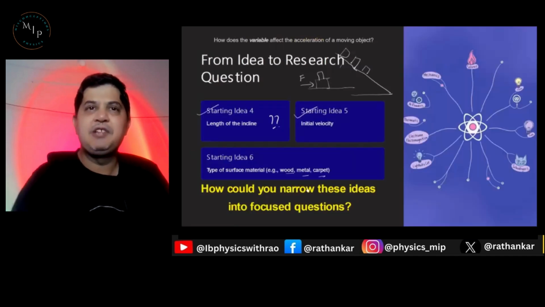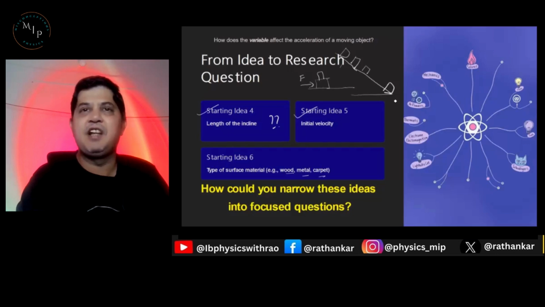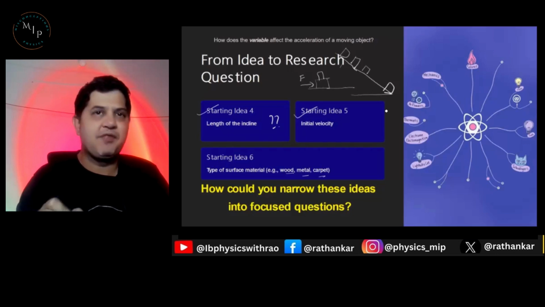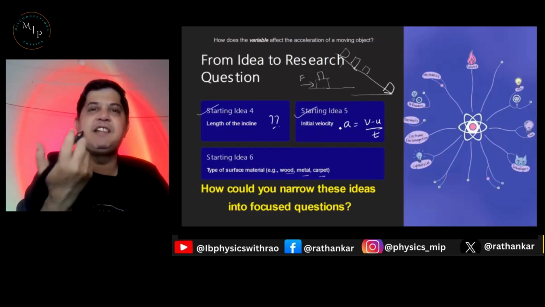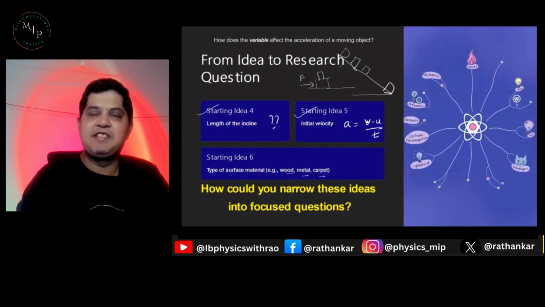And then what about the initial velocity? When the initial velocity is larger, what will happen to the final velocity? The final velocity when it reaches here will also become larger in the same amount of time. So as a result, definitely you can say acceleration is defined by (v minus u) divided by t. So it depends upon the initial velocity. Acceleration will also change as a result of this. Your final velocity will change. So hence this might probably change. Type of the surface material, definitely.